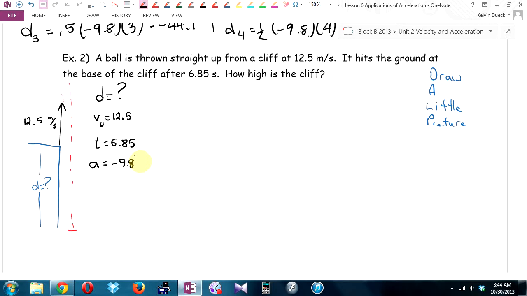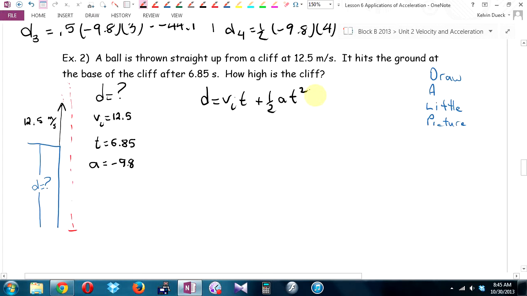Hey, I'm looking for an equation that has D, VI, T, and A in it. I heard it, yeah? D equals VIT plus a half AT squared. And conveniently, the D is already by itself? Oh, I like that. Good gosh, I don't need to get the D by itself. I can plug and chug right here.